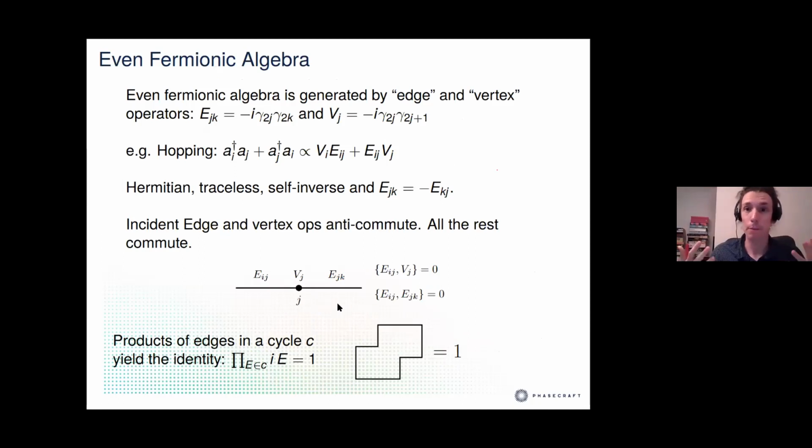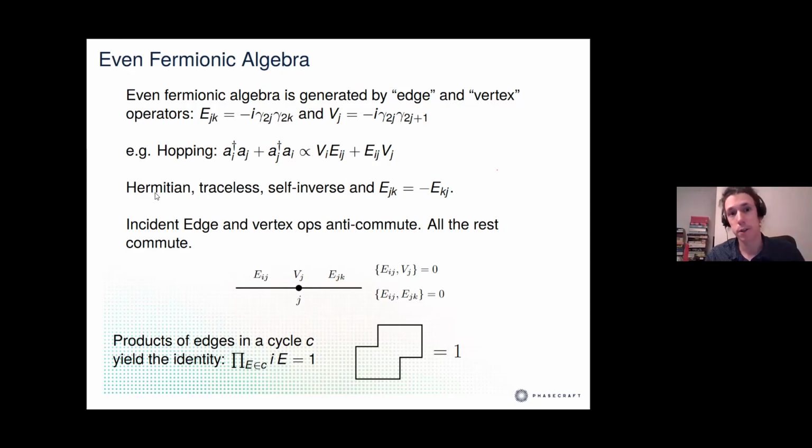So I want to make some brief comments about the even fermionic algebra because I'm going to be using the features of it a lot throughout the rest of the talk. So you'll want to pay attention to this. The even fermionic algebra can be said to be generated by things called edge and vertex operators. The edge operators are sort of hopping of fermions of the first type, right? So there's a fermion of the first type at site J and a fermion of the first type at site K. The vertex operators are sort of switching the fermion type, so type 1 to type 2 on a single site. An example of how these edge and vertex operators can generate the even fermionic algebra is this hopping term, which is found commonly in something like the Fermi-Hubbard model. So you can say this hopping term looks like this.